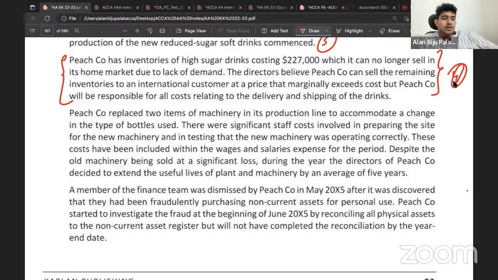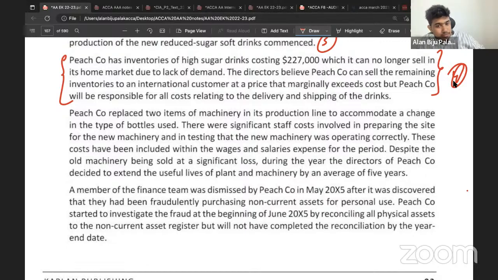Peach company started to investigate the fraud at the beginning of June by reconciling all physical asset to non-current asset register, but will not have completed reconciliation by the year-end date. What are the issues? Disposed machinery is not taken down from the current PP. Expenses were capitalized.